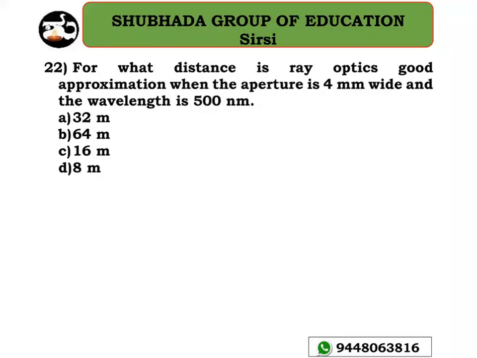So option C is the right answer for this question. Okay, look at the next problem. For what distance is the ray optics a good approximation when the aperture of 4 millimeter width and the wavelength of 500 nanometer is used? Correct.